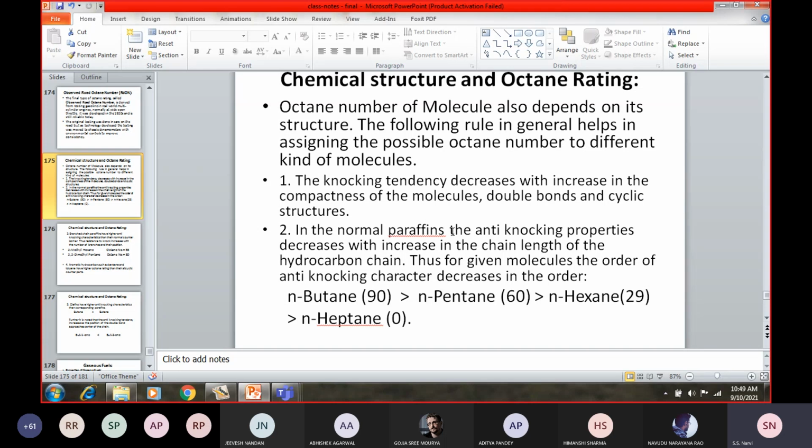In case of normal paraffins, the anti-knocking property decreases with increase in the chain length of the hydrocarbon chain. That's why you can see normal butane at 90, higher than normal pentane, which is 60, which is higher than normal hexane, which is 29, which is higher than normal heptane, which is taken as 0, isn't it? So as the chain length increases in a straight chain paraffinic molecule, the octane number decreases.